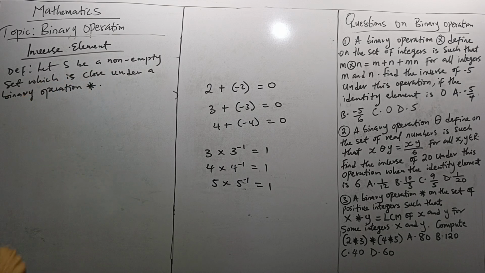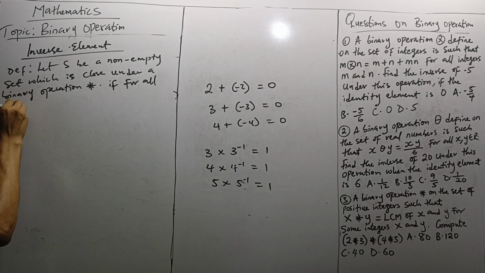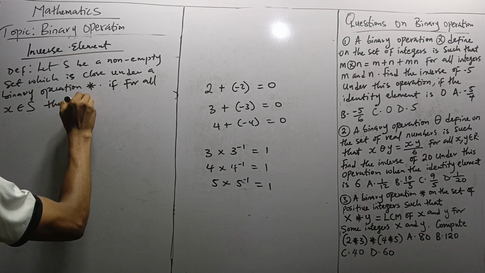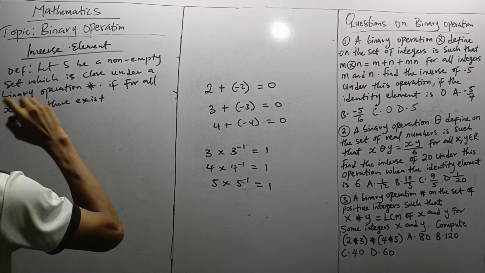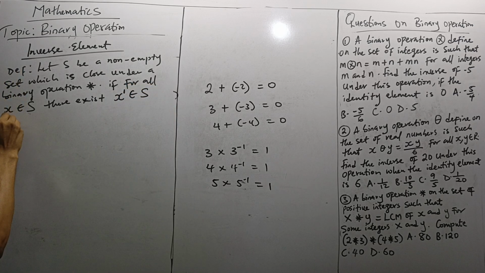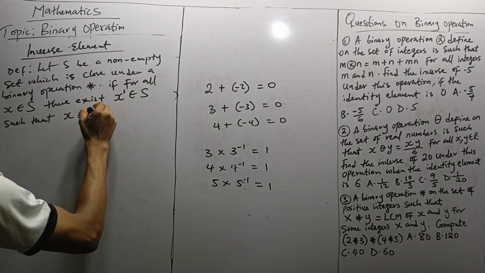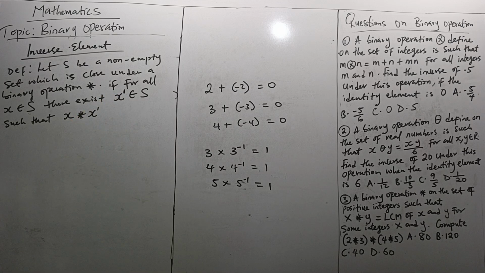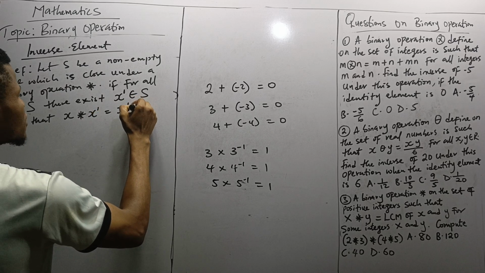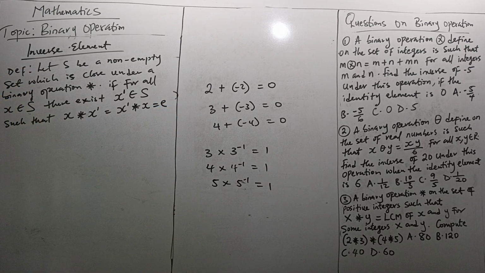Asterisk. All right. Now, if for all x in the set there exists x prime, which is also in the set, such that x combined with that particular element, x prime, and they happen to be commutative, that is, their order of combination is immaterial, and they give you e, if this exists, we can say it's an inverse of x.